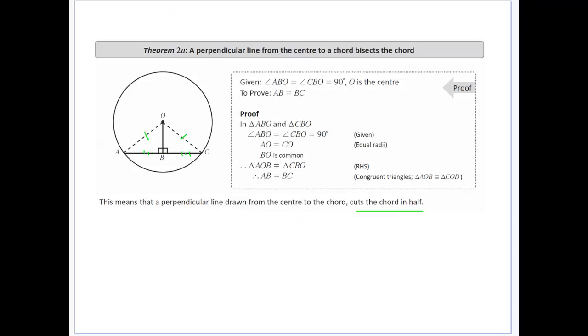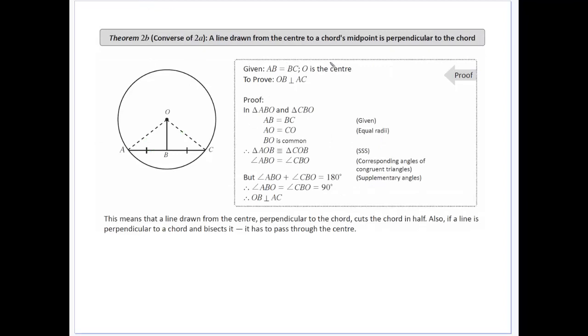It bisects it. Now the converse of that theorem: what if the line here cuts it in half? So we're starting with that. We want to prove that OB and AC are perpendicular. We get 90-degree angles there. So we know AB equals BC, because that's given. We're told that. We're starting with that. Then we know that AO and CO are equal because they're radii. So we can write equal radii.